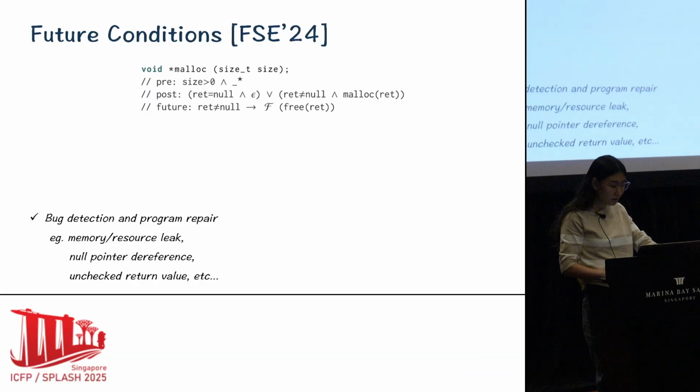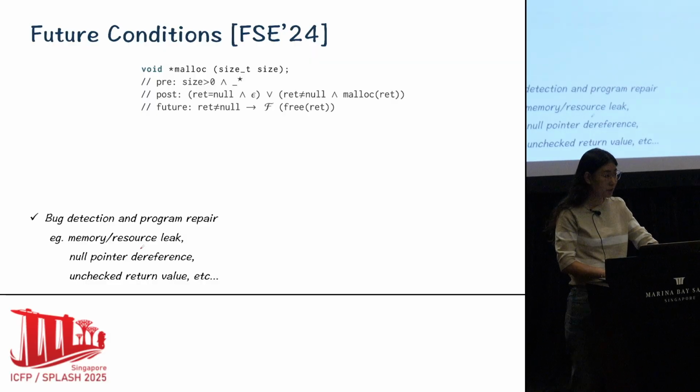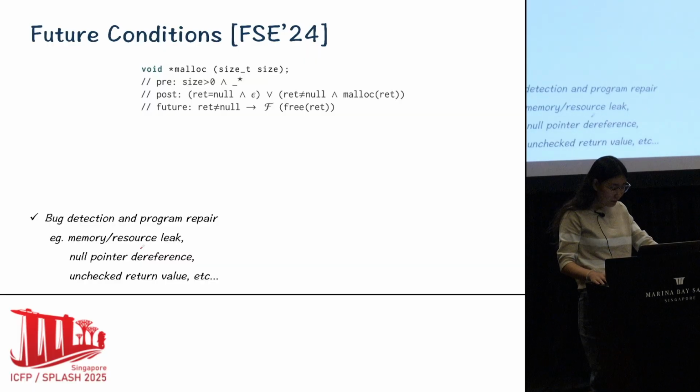Specifically, the bugs we are catching are some general types of bugs like memory usage or resource leak, null-pointer dereference, or a more general bug type called unchecked return values.